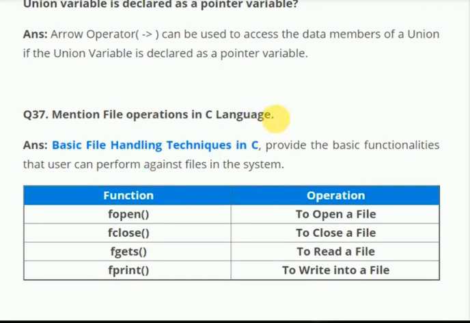Mention file operations in C language. The basic file handling operations in C are fopen to open a file, fclose to close a file, fgets to read a file, fprintf to write into a file.